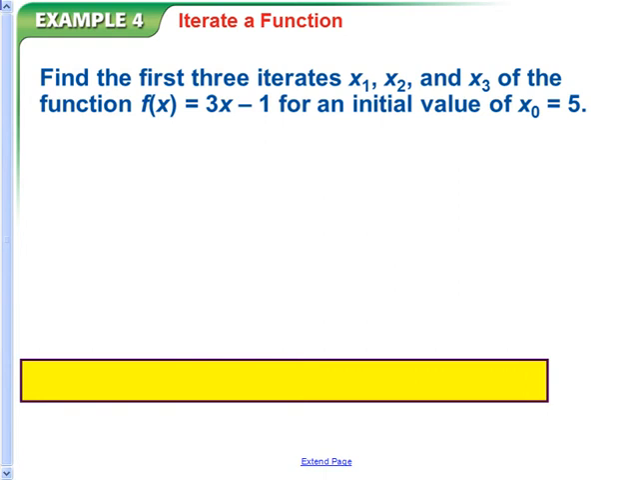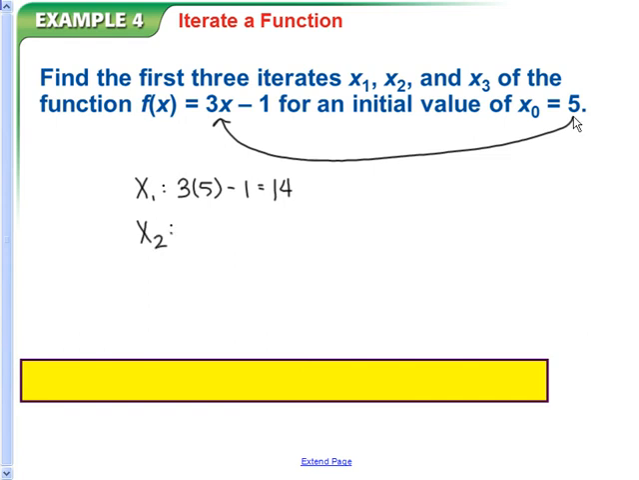Okay, the last thing that we need to look at is iterations. They're very similar to recursion, but just a little bit different. So iteration means that we're going to keep plugging this number into the same formula, but we're going to plug in the answer that we get back in. Now, x sub 0 is 5, so the first thing that we're going to put in is 5. So we'd say x sub 1 is 3 times 5 minus 1, or 15 minus 1 is 14.